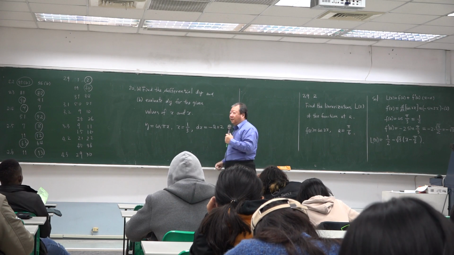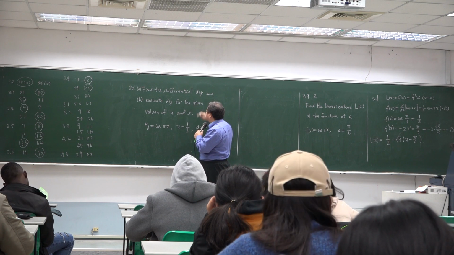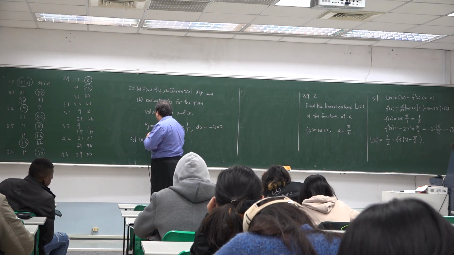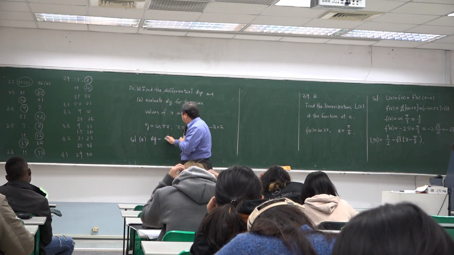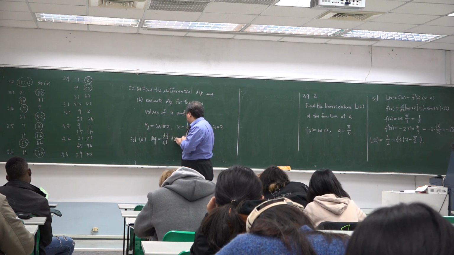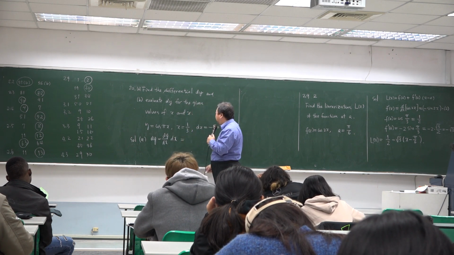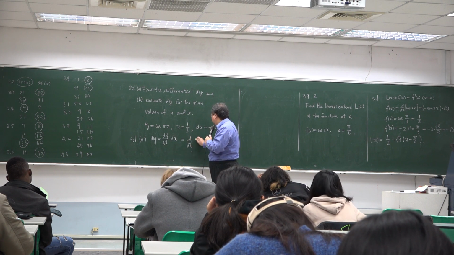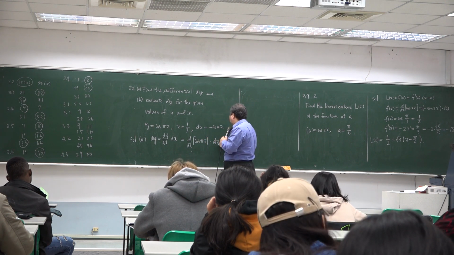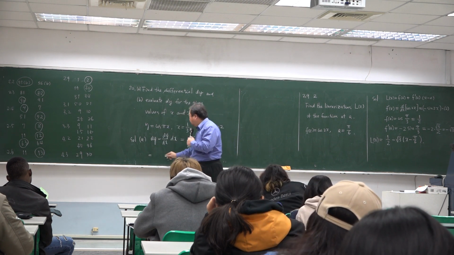The differential amount dy, the differential of y. Dy, by definition, is f prime of x dx, or dy/dx times dx. Dy/dx, the derivative of cosine pi x, times dx. The derivative of cosine is minus sine.